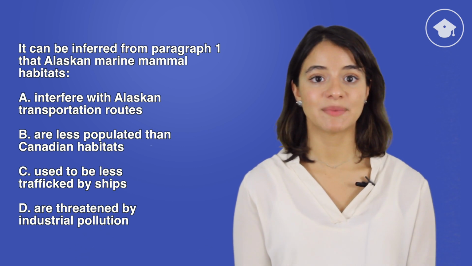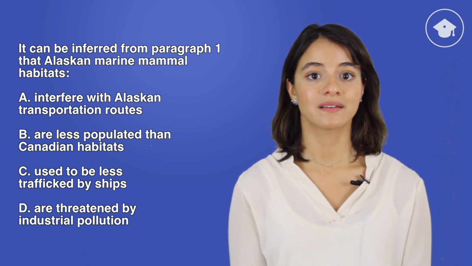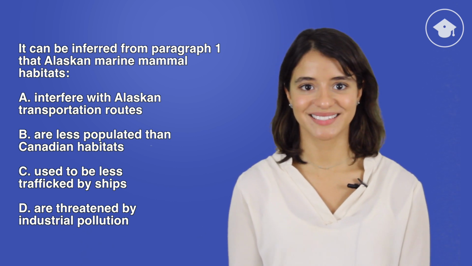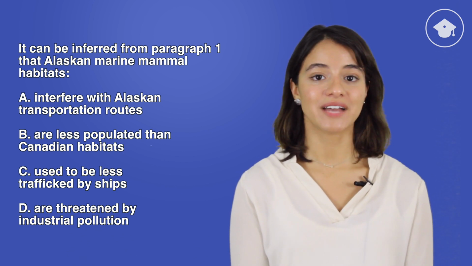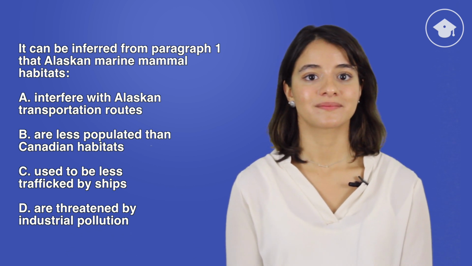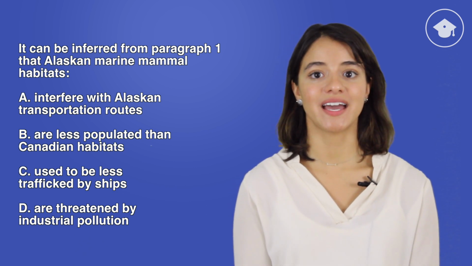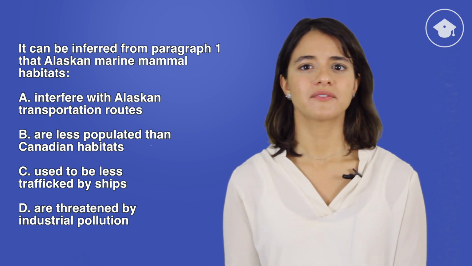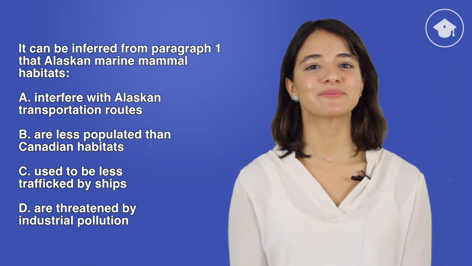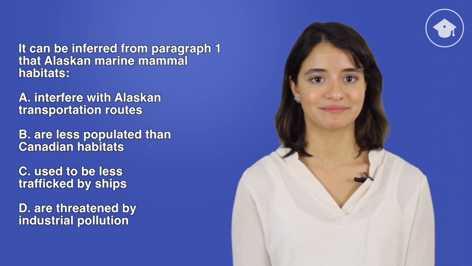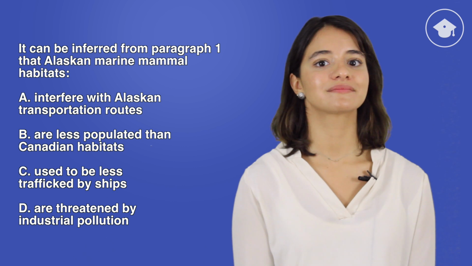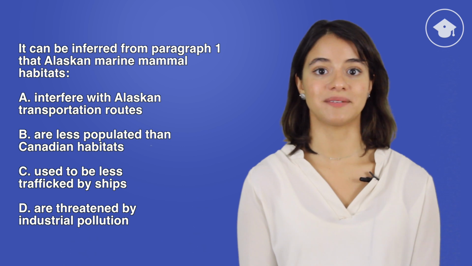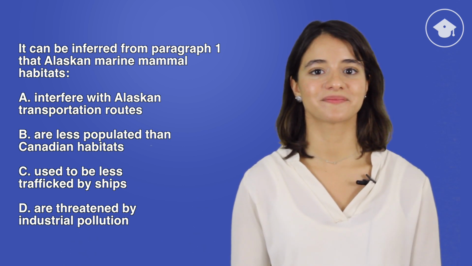According to C, the habitats used to be less trafficked by ships. Can we infer that from our summary, that ship traffic is increasing in the habitats? Yes. If it's increasing, then the traffic used to be less. According to D, the habitats are threatened by industrial pollution. Can we infer that from our summary? No. Our summary doesn't say anything about industrial pollution. So we can infer only one of the answer choices from our summary, C. So that's the right answer.